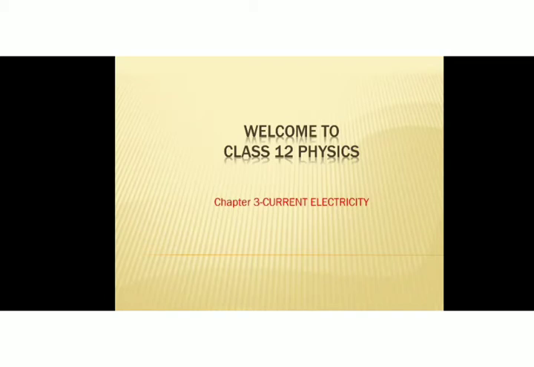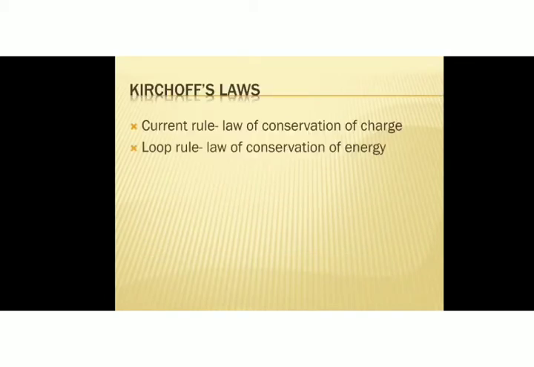Let's discuss one more topic based on Kirchoff's laws themselves. We have studied two laws. The first rule is the current rule, that means the junction rule, and it is based on the law of conservation of charge. The second rule is the loop rule, and it is based on the law of conservation of energy. So you can expect a question for your boards like this: how will you justify Kirchoff's both laws?